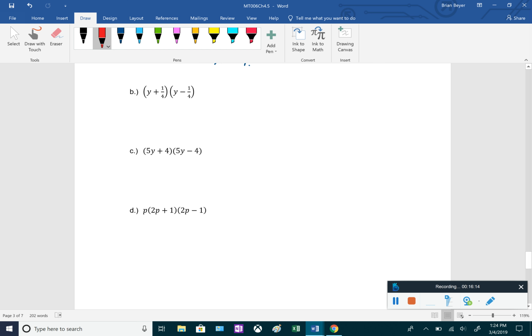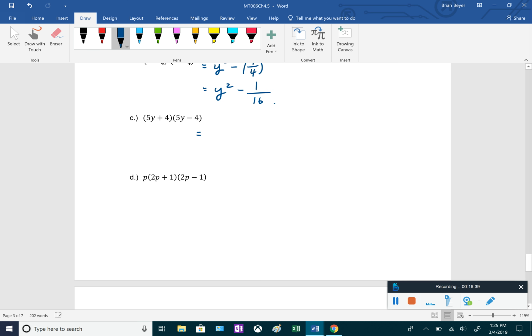Okay, next one, y plus 1/4 times y minus 1/4. So we see that we're multiplying the same two terms, one's addition, one's subtraction. It's going to be the first one squared minus the second one squared. So it's y squared minus 1/16, because 1/4 squared is 1/16.